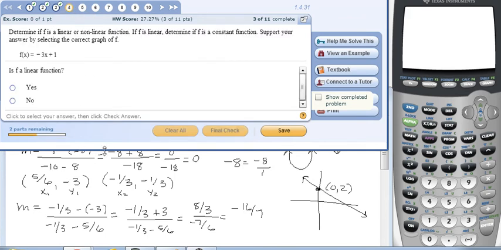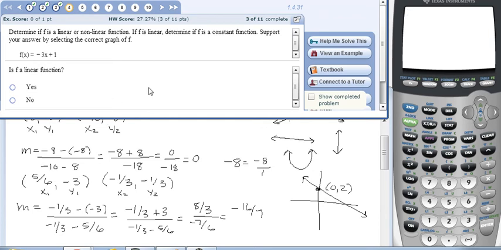Why do I ask okay when I can't get any answers? Okay, so let's talk about linear versus nonlinear versus constant, okay?